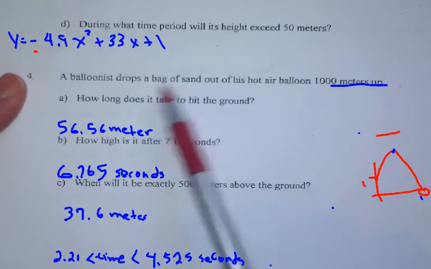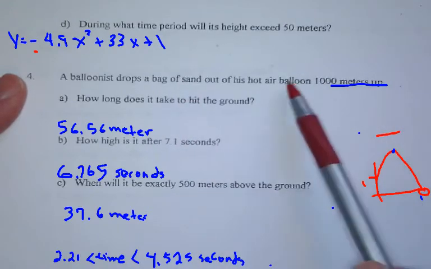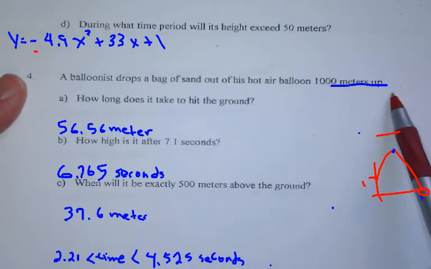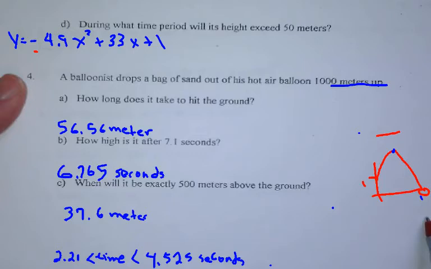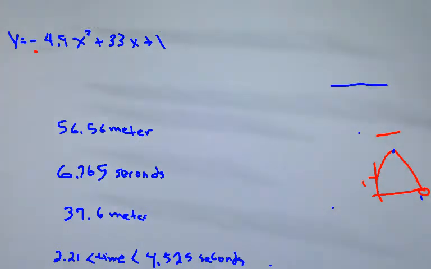1,000 meters up, he drops a bag of sand. So that's at the top. He's already at the vertex. He drops the bag of sand. The sand falls to the ground. How long does it take? You know, that's the kind of deal.